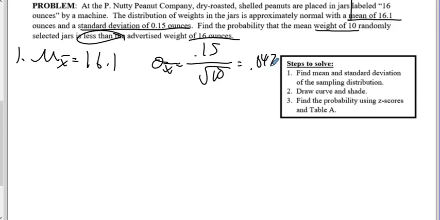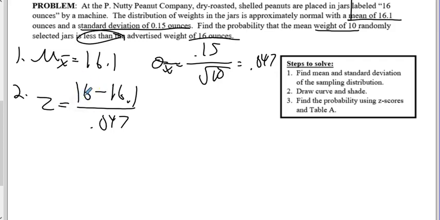All right. Now number 2, we've got to find our z-score. Let's work backwards. What is our standard deviation? We just found it. 0.047. What is our mean? It's right here above it. 16.1. And what are we subtracting from? 16. Very good. Okay. So notice, is my z-score going to be positive or negative? Negative, because 16 minus anything bigger than 16 is going to be negative. And we get negative 2.13.